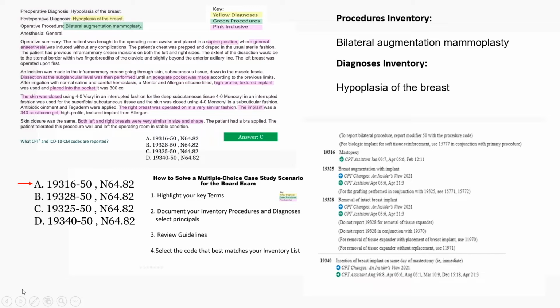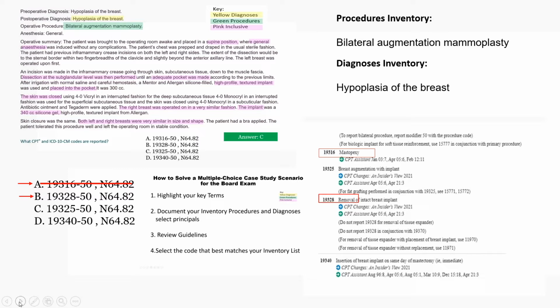and let's come back to the coding portion and solve the scenario. Let's look at the first option, 19316 with the 50 modifier. And 19316 is actually coding for a mastopexy. The mastopexy is also known as a breast lift. It refers to the reduction of the skin with the removal or reduction of the underlying breast tissue to reorient the breast to a higher position. The mastopexy was not the procedure performed in our scenario. We performed a bilateral augmentation mammoplasty. Straight away, it's a wrong answer.